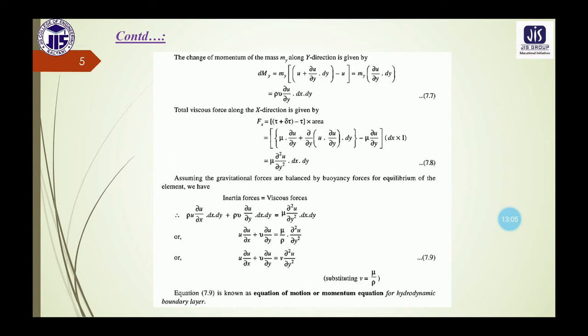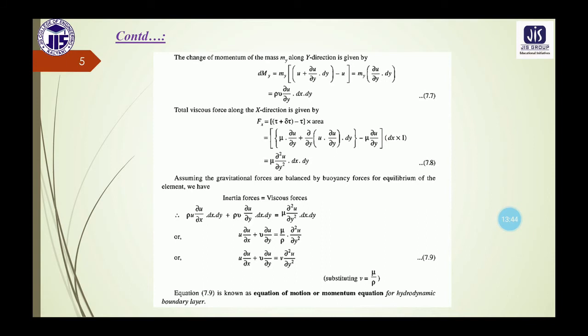So this equation can be rearranged, and we can write u del u/del x plus v del u/del y equals mu by rho multiplied by del 2u/del y2. Now this mu by rho is the ratio of dynamic viscosity divided by density, which is actually nu, that is kinematic viscosity. If we replace mu by rho with the kinematic viscosity, then we get equation number 7.9, which is u del u/del x plus v del u/del y equals nu del 2u/del y2.